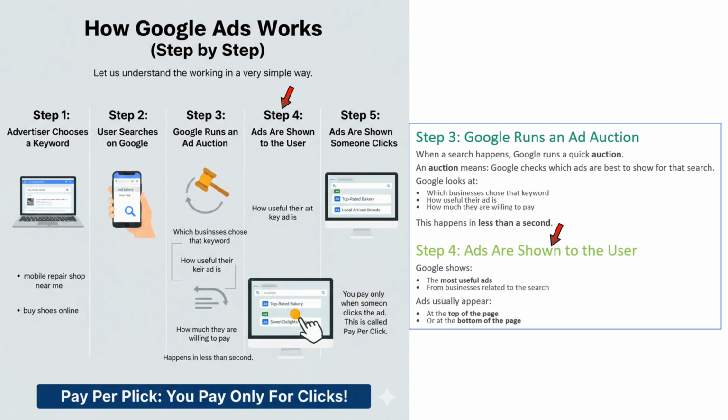Step 4. Ads are shown to the user. Google shows the most useful ads from businesses related to the search. Ads usually appear at the top of the page or at the bottom of the page.